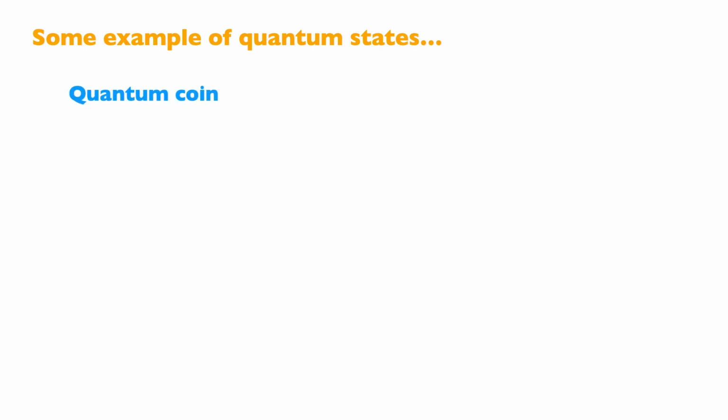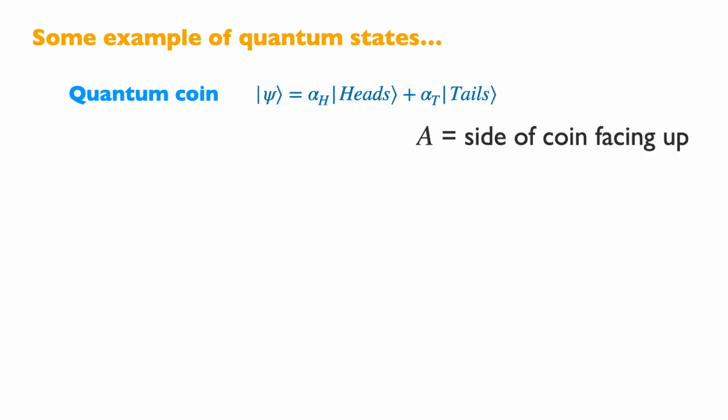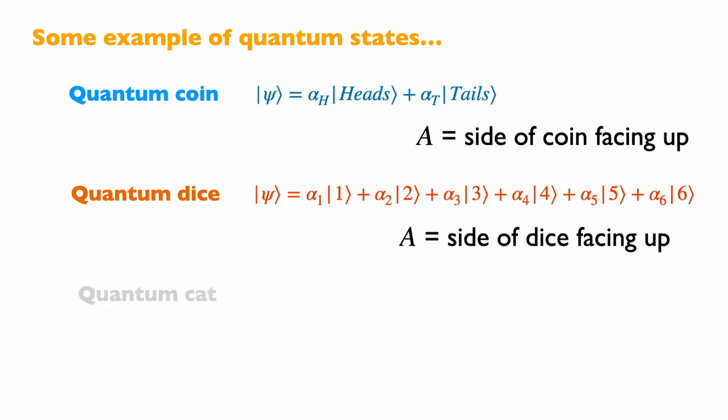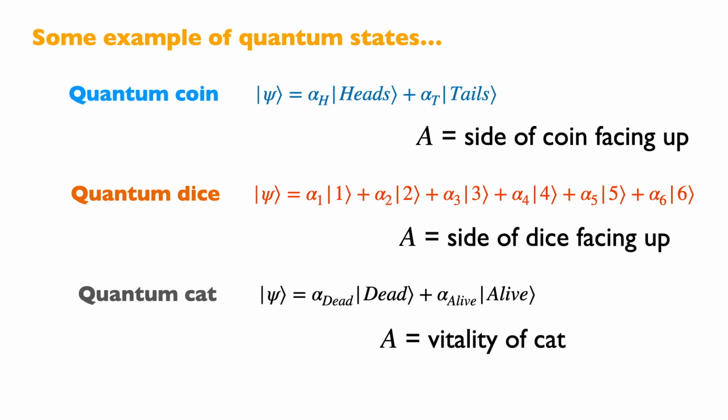Here are some examples of quantum states. The state of a quantum coin. It is expressed in the basis associated with an observable that carries information on the possible values of the coin that could face up. The state of a quantum dice, in the basis that encodes the side of the dice facing up. The famous Schrodinger's cat, in a state that carries information about its vitality.